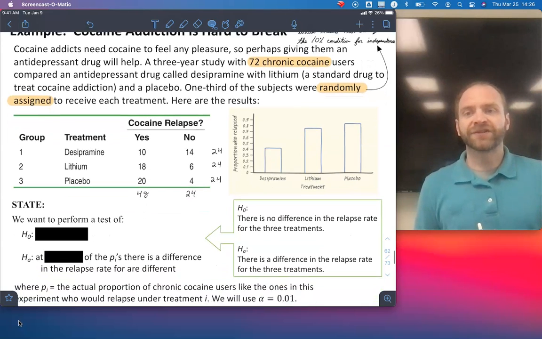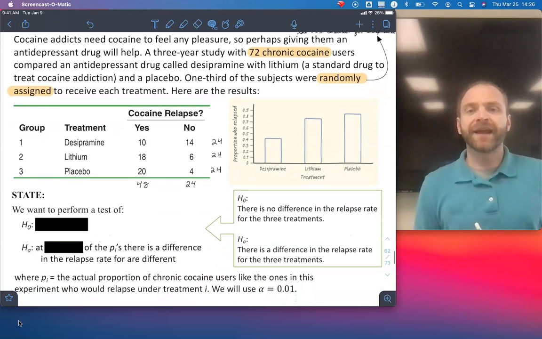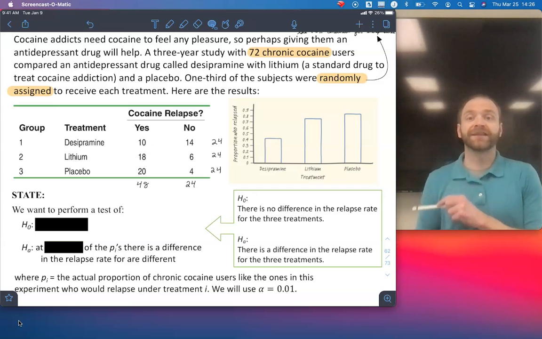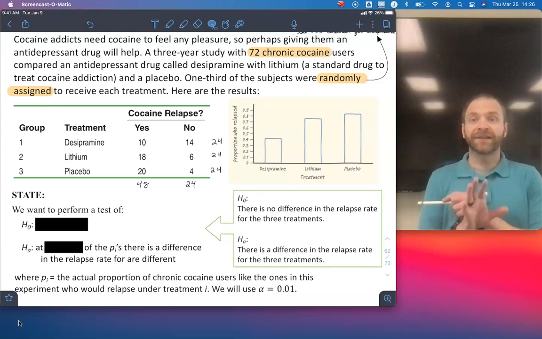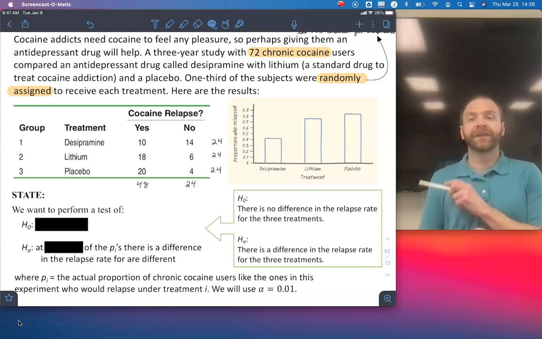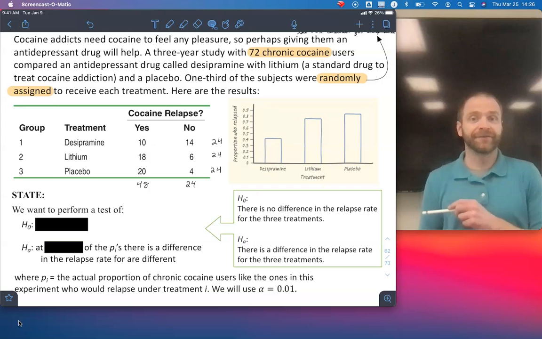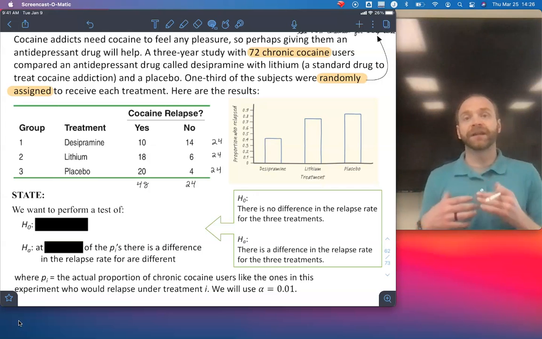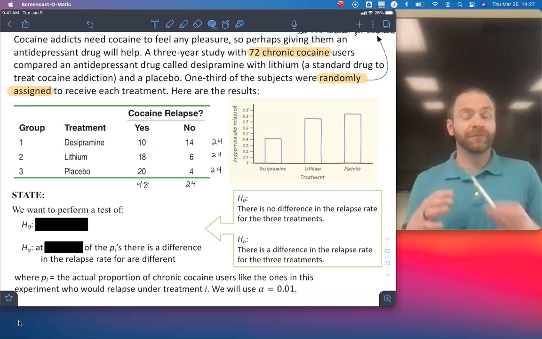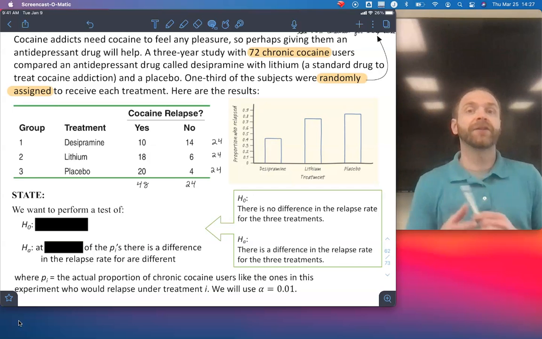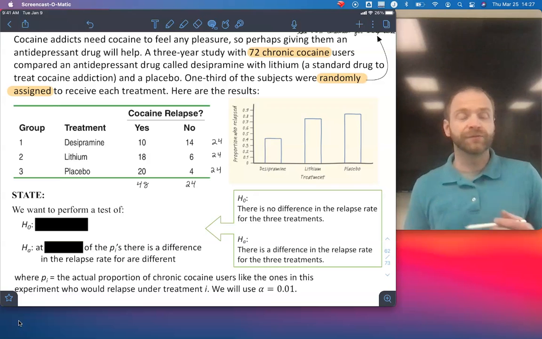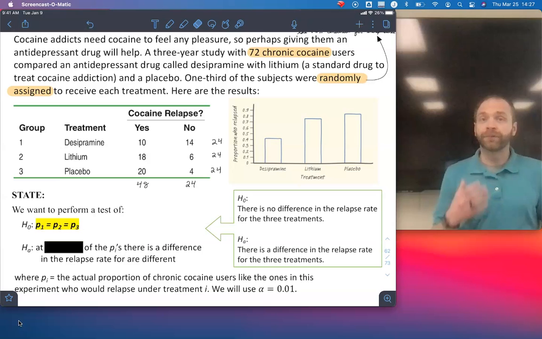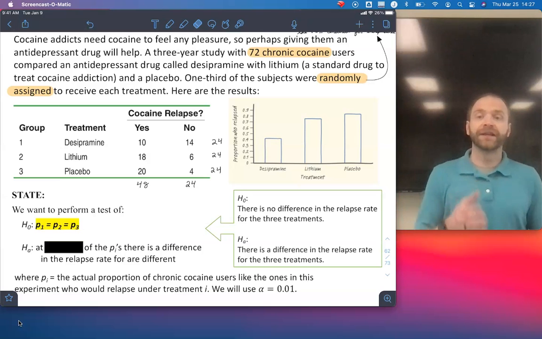So we have our information, and we're going to look at the state. Now, the state, we can phrase it this way. We can say what we're used to. There is no difference in the relapse rate for the 3 treatments. So we're looking at the relapse rate here. And the alternative says there is a difference in the relapse rate for the 3 treatments. So this box right here shows you the way we have written it in the past. Now, we can still write it this way. I want to show you another way you could do it, and this is more algebraically for the null hypothesis. It could say the 3 proportions for the populations are equal to each other.